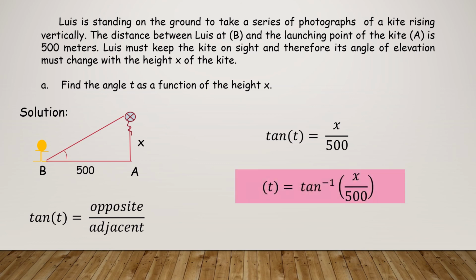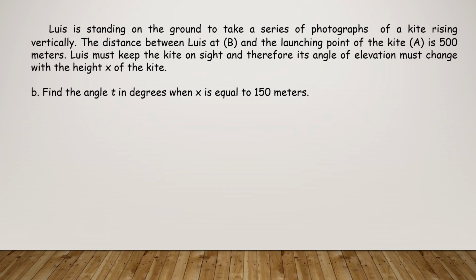So, pag kinuha natin ang inverse ng ating tangent, that is arctan. Or tangent raised to negative 1, arctan po. So, we have t, the angle is equal to arctan of x over 500. So, meron na tayong angle t as a function of the height x.